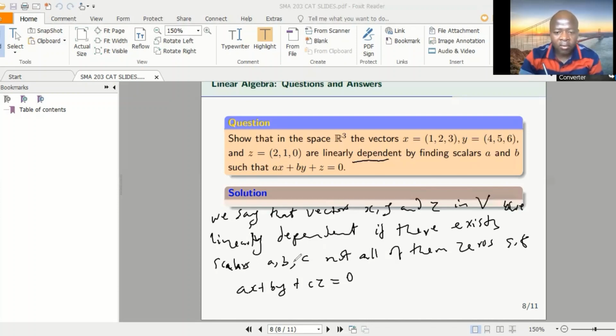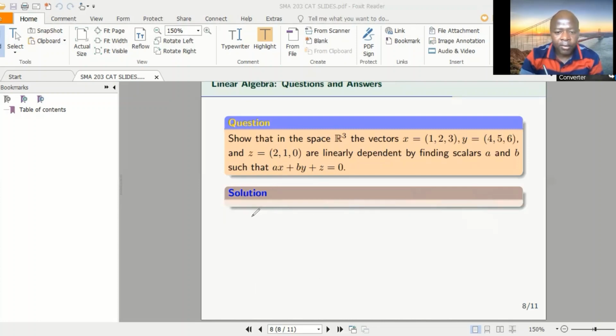It's this definition that we want to use to solve this question. So let's just solve the question. The question is, show that these vectors are linearly dependent. So that means show that there exist some scalars A, B, and 1. You can see it's a 1 here. This one has already been given. We've already been given the scalar here as 1. So show that there exist scalars a and b such that a times x plus b times y plus 1 times z should give us 0.